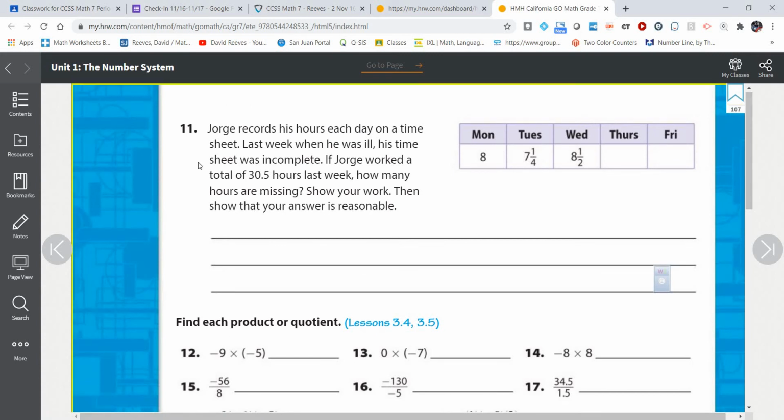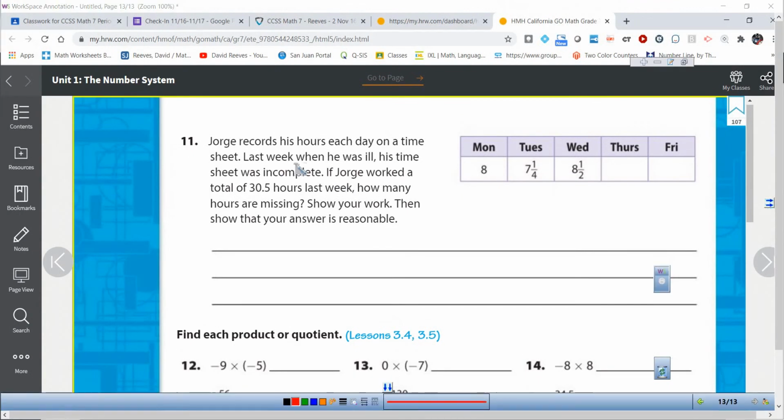Here we go. All right, Jorge records his hours each day on a timesheet. Last week when he was ill, his timesheet was incomplete. If Jorge worked a total of 30.5 hours. All right, so his total is 30.5 hours. And since I see these are mixed numbers, I'm going to go ahead and change that to 30.5 hours. Okay? How many hours are still missing?